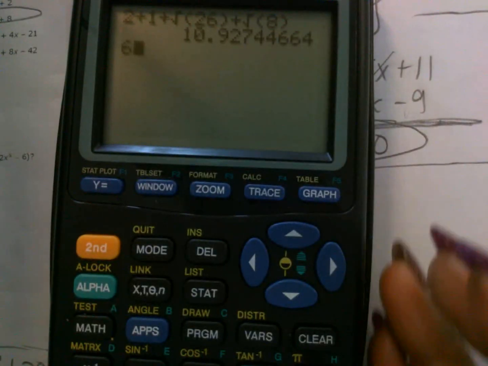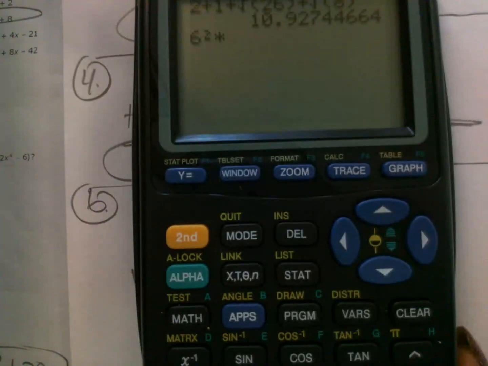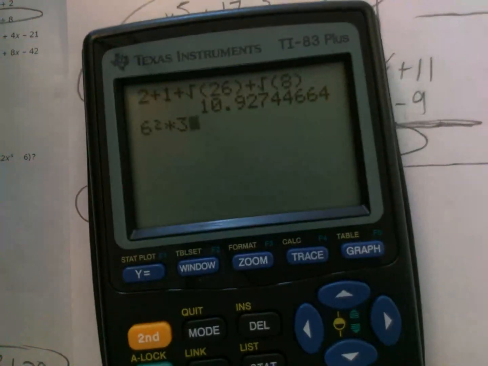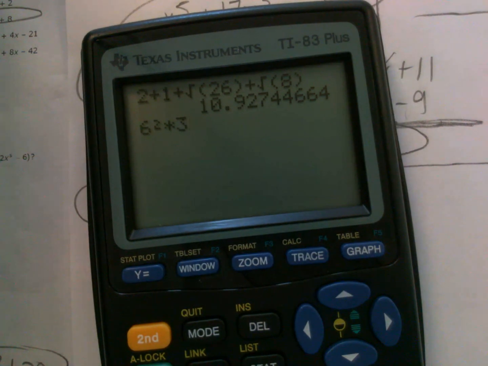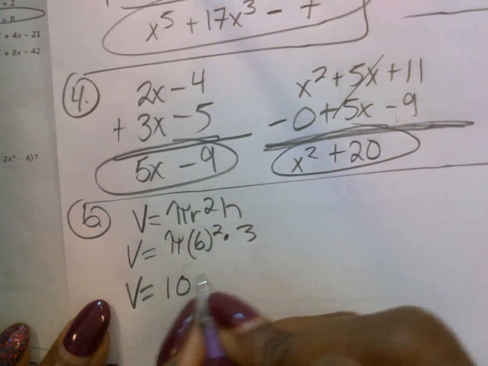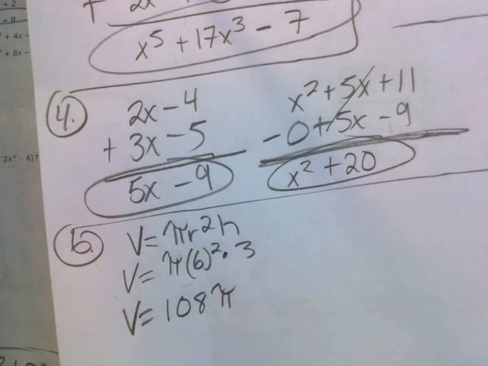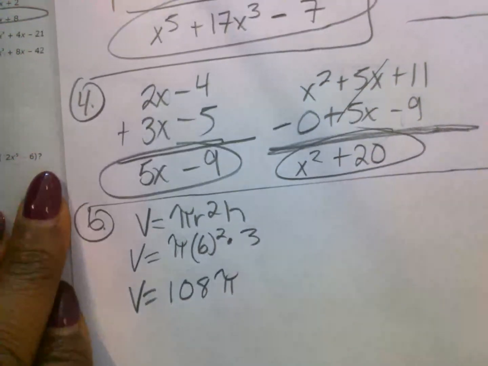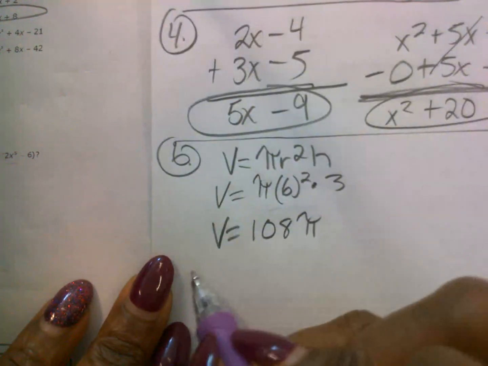We got 6 squared times 3. What's 6 squared times 3? Type it in and see what you get. Okay, pause for the calls real quickly. Okay, so 108. So this is going to be 108 pi. We're not multiplying pi because they wrote the other number in terms of pi. Okay, so this is for the first pool, this pool right here.